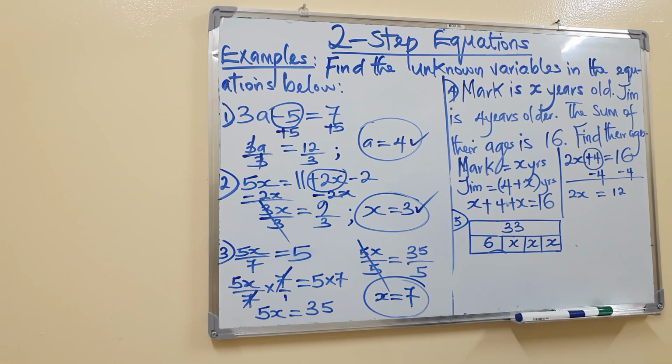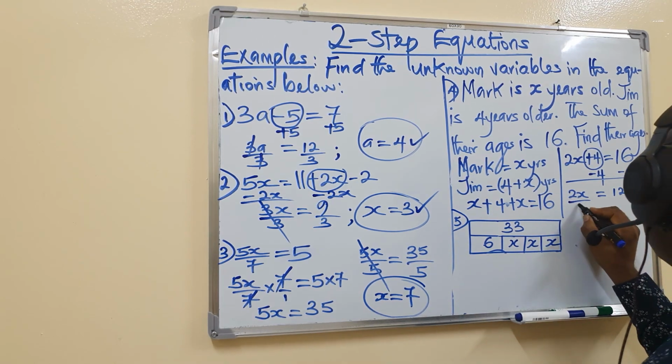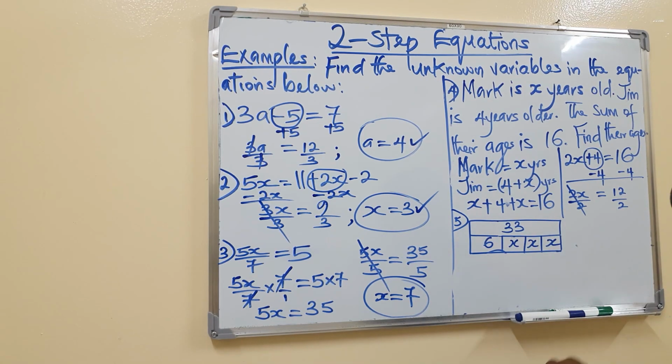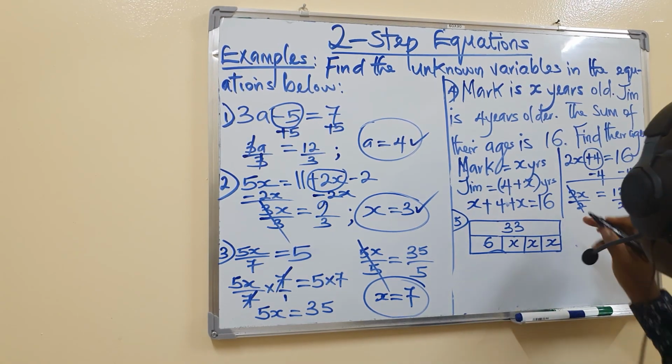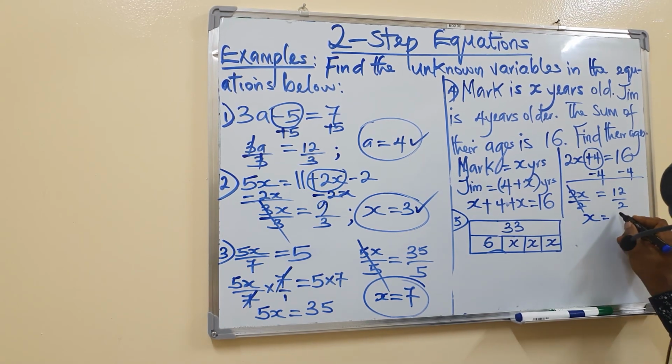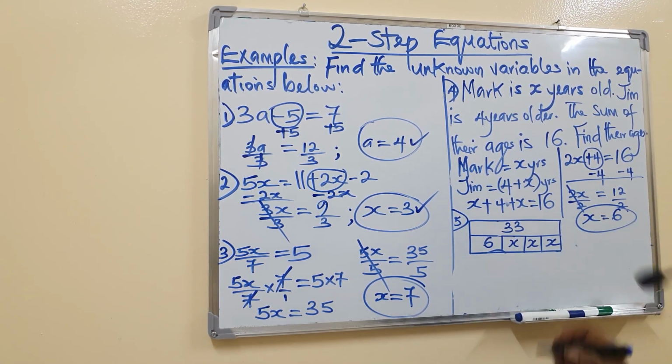Now what to do here? 2x means 2 times x. So the only way to undo times is divide. Divide the left by 2, divide the right by 2. If you divide here, on the left, you are left with just x because 2 divided by 2 is 1. Therefore, x is equal to 12 divided by 2, which is 6. So the value of x is 6.